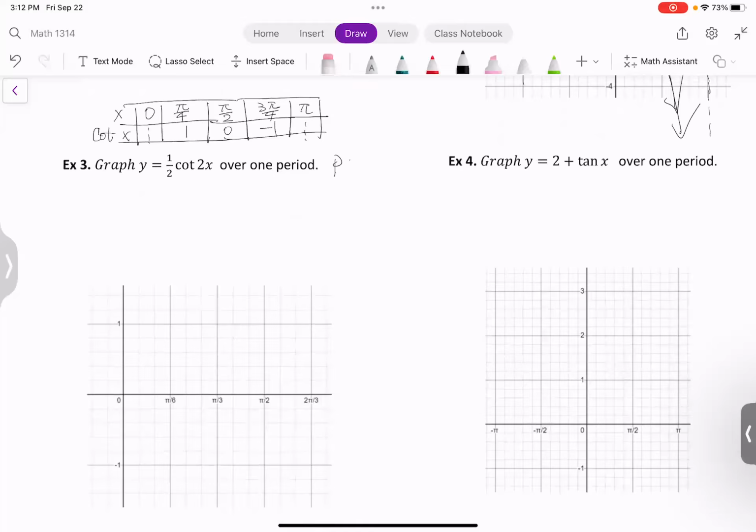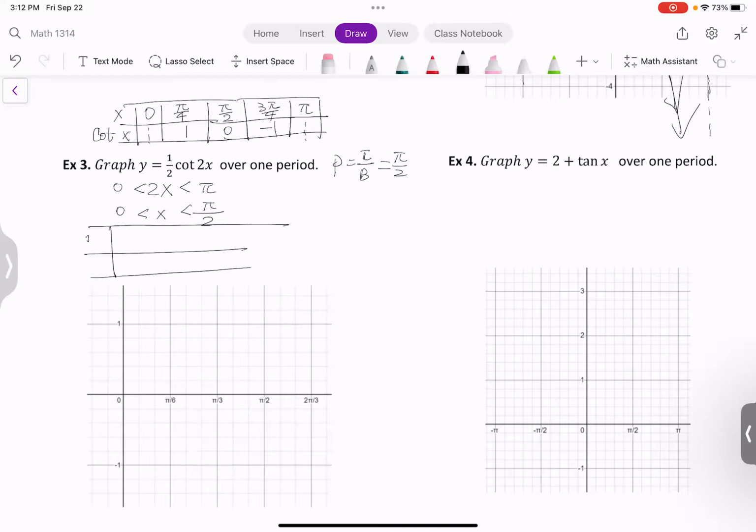First, let's find the period. Period is pi over b. So we have pi over 2, or 1/2 pi. And then for one full cycle, 2x is between 0 and pi. Solve for x between 0 and 1/2 pi. Now I have my new table, x and 1/2 cotangent 2x. The first point is 0, the last point is 1/2 pi.